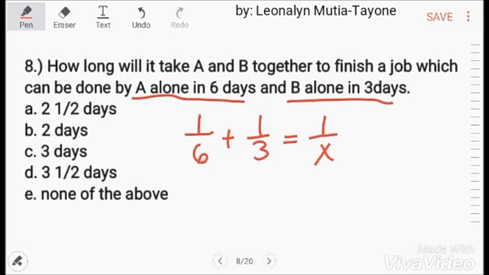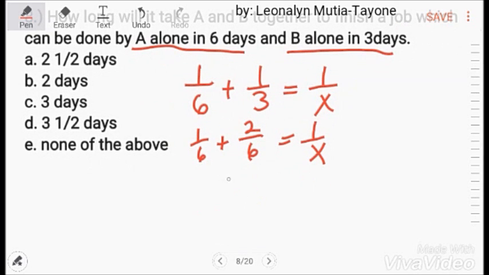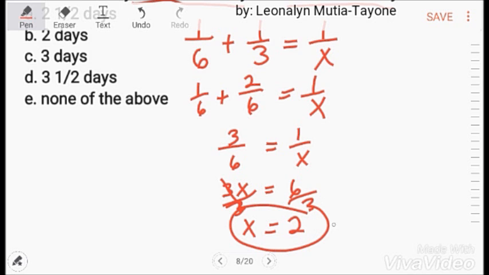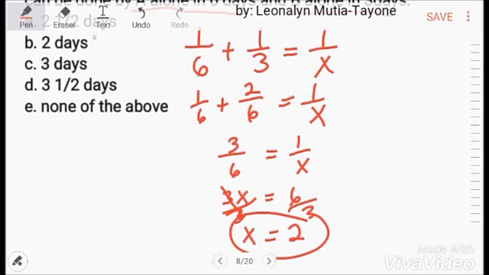First, ang least common denominator nila ay 6. So, 1 over 6 plus 2 over 6 equals 1 over x. And this is 3 over 6 equals 1 over x. So, i-transpose natin yan. Mag-cross multiply tayo. And this is 3x equals 6. Para ma-isolate si x dyan, i-divide natin ng 3 both sides. So, x is equals to 6 divided by 3, 2. So, the answer is 2 days.